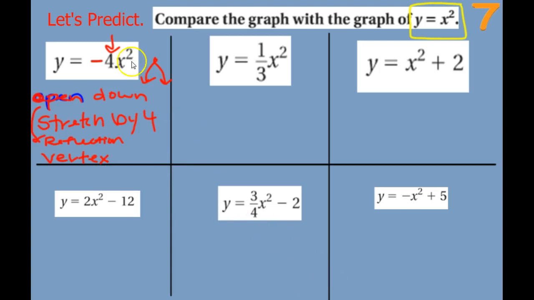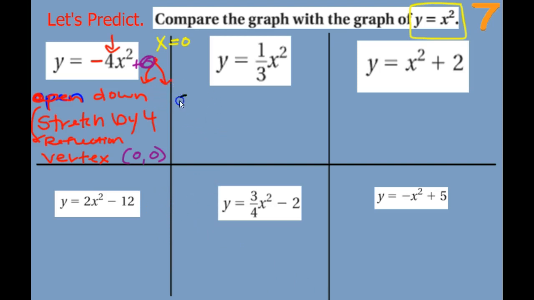This graph did not move up or down. There's nothing added or subtracted to the end. So our vertex is the point 0, 0. If you'd like to list your axis of symmetry, you can. But on all of these, our axis of symmetry is going to be when x is 0. We'll get to moving that next time.